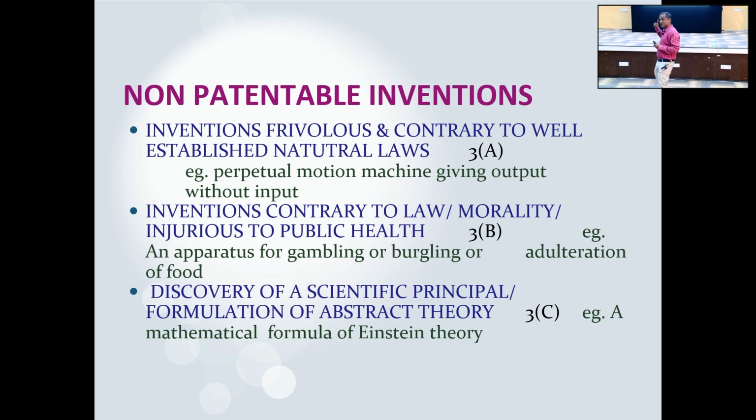And Section 3C, what is not patentable: formulation of Einstein's theory. Many people still today come to the patent office and say, Sir, what Einstein wants to say, E is equal to... What is Einstein's? Everybody will say E is equal to mc squared. After that, can you please elaborate? Nobody gives proper answers.